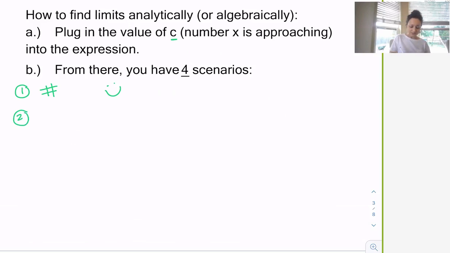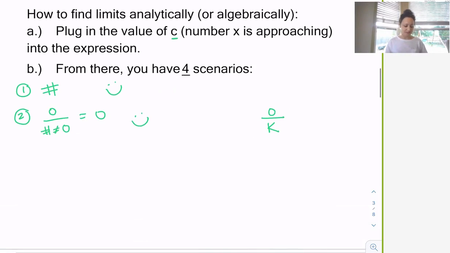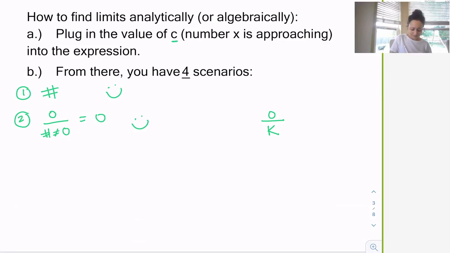Scenario number 2 is you get 0 over some number that's not 0. Well, that's actually just equal to 0, right? 0 in the numerator is okay. Okay, and put a smiley face there as well, because we're done. 0 is my answer, I can move on. Scenario number 3 is going to be sort of the reciprocal of that, so a number that's not 0 over 0. Remember, 0 in the denominator is a no, so that means this is undefined. That's a DNE. I'm going to put a smiley face again because I just put DNE and I'm done with that question.